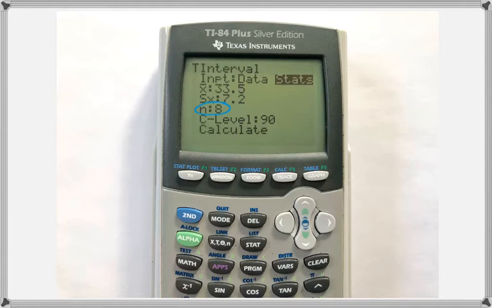And then for the confidence level, we can either type it in as a whole number or as a decimal. So for 90% confidence, we can type 90 or 0.90.